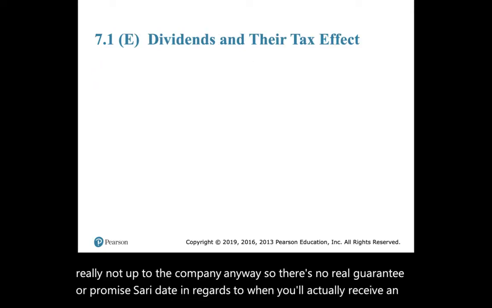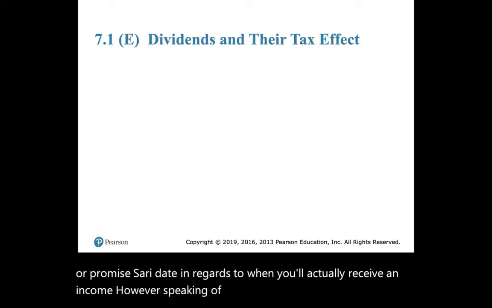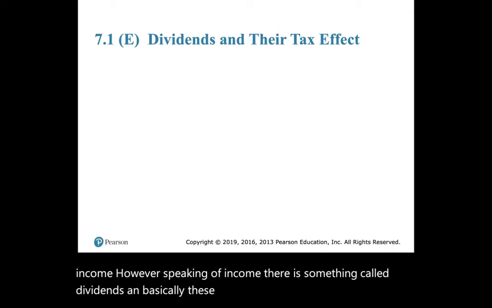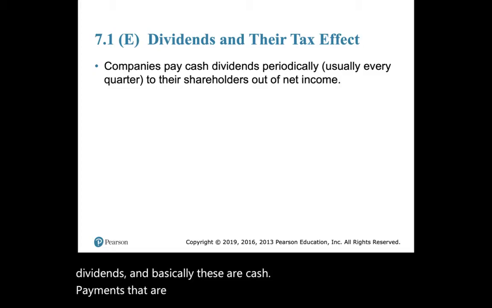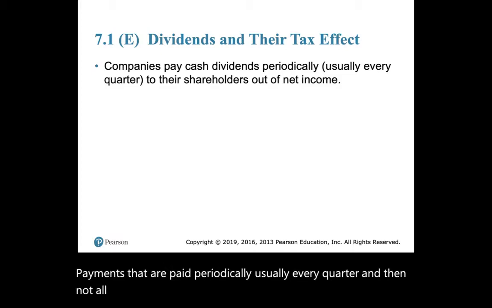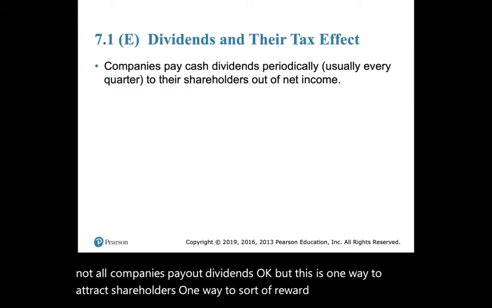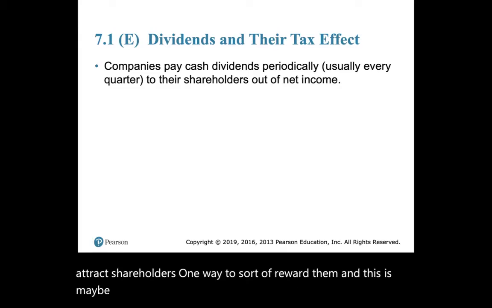However, speaking of income, there is something called dividends, and basically these are cash payments that are paid periodically, usually every quarter. Now, not all companies pay out dividends, but this is one way to attract shareholders, one way to sort of reward them. This is maybe the closest thing to some sort of income that you would receive.